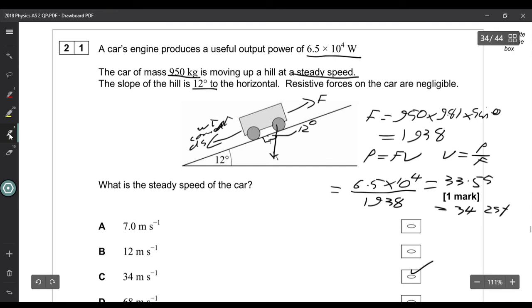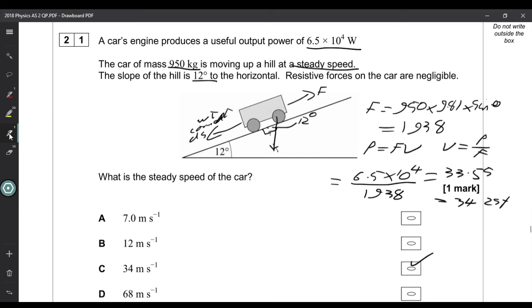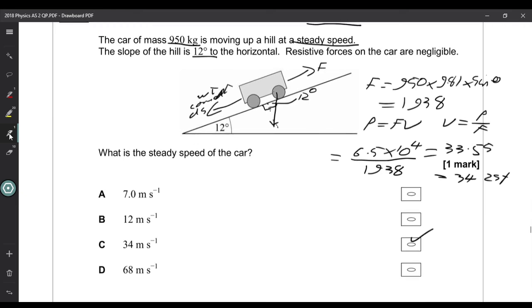So the key to this question was realizing that there's no acceleration, so the force and the component of weight down the slope are going to be equal, and then knowing how to calculate that component down the slope, which quite a few students were unable to do.